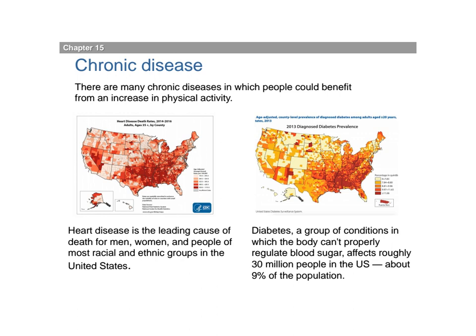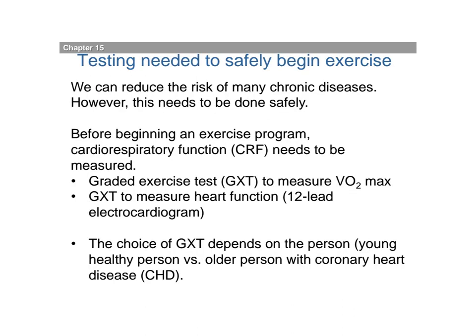Many people in the United States could benefit from an increase in physical activity. We have a very high rate of chronic diseases such as heart disease and diabetes. It's well known that physical exercise may help people that have chronic diseases. However, starting an exercise program needs to be done in a safe manner. Therefore, before beginning an exercise program, cardiorespiratory function, or CRF, needs to be measured.